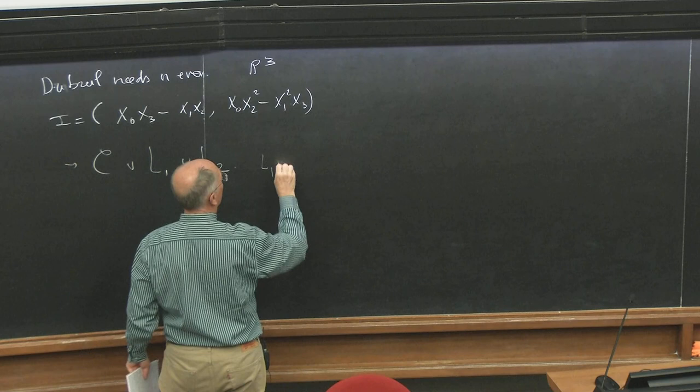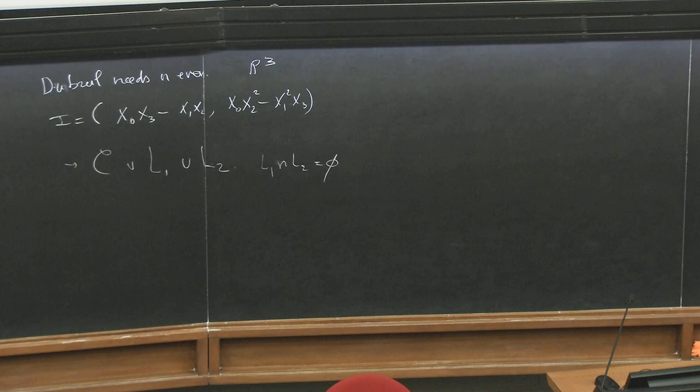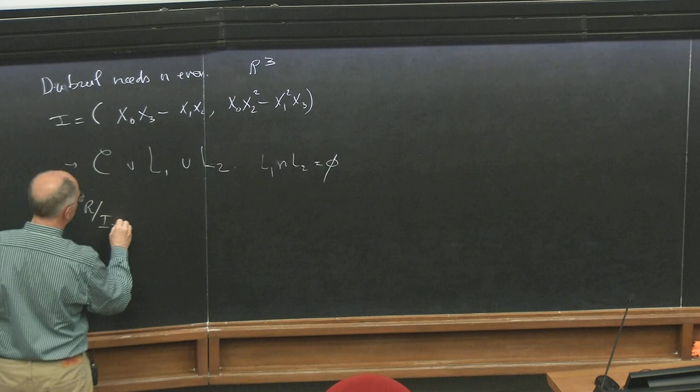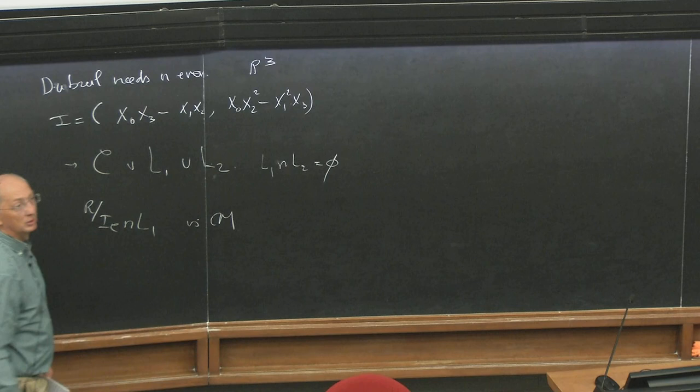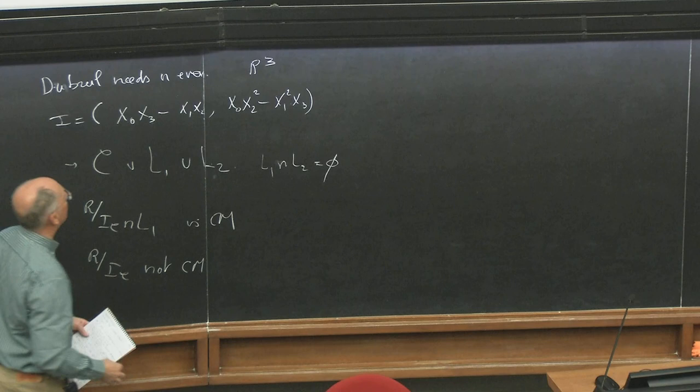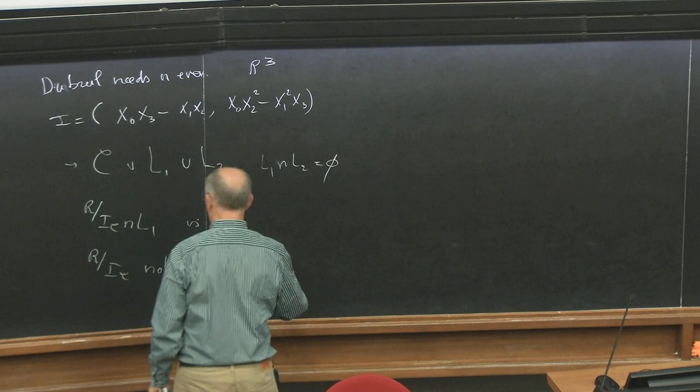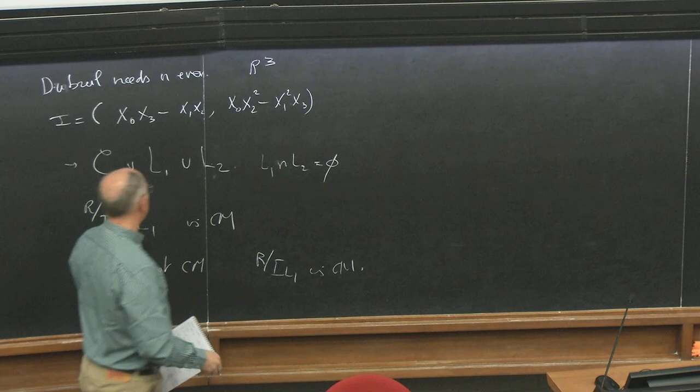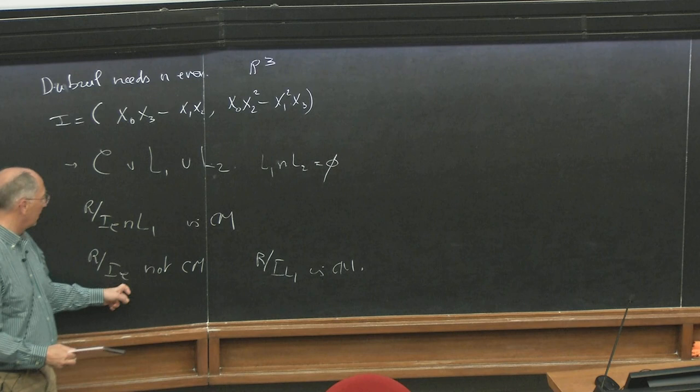Okay, so first, by Peskine-Szpiro, you know that R modulo I_C intersection L1 is Cohen-Macaulay because R modulo I_L2 is Cohen-Macaulay. But also, as these are disconnected, you know that R modulo I_C is not Cohen-Macaulay, because this union of lines doesn't give something Cohen-Macaulay. But on the other hand, R modulo I_L1 is Cohen-Macaulay. So this is one link, in a Cohen-Macaulay ring, where one side is not Cohen-Macaulay while the other one is. So there is no chance for Dubreuil's theorem to be true.